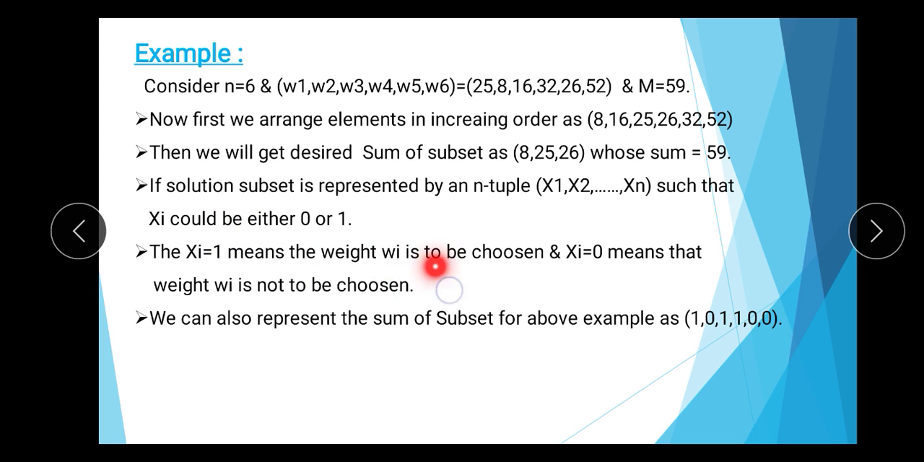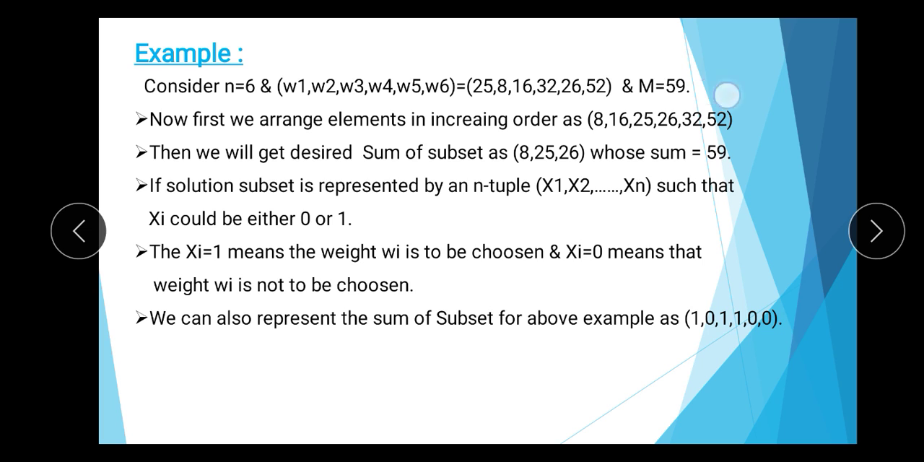That means weight wi is to be chosen, and if we are not taking any element from the input set, that value becomes 0. That means that weight is not being chosen. We can also represent our solution for the given input set in the form of 1 0 1 0.